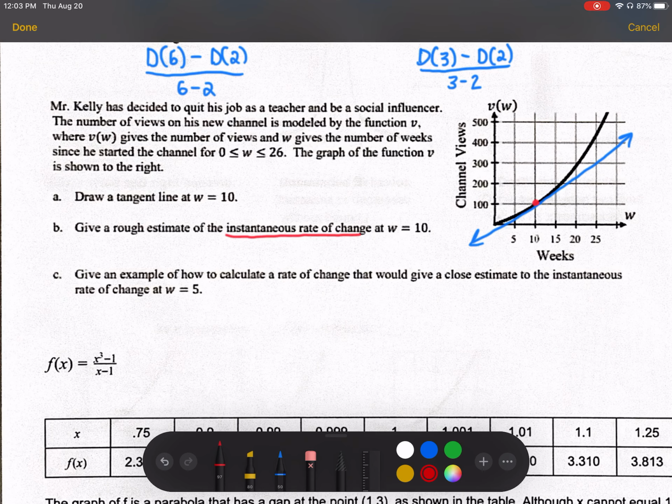And so to figure that out, what we can do is find the rate of change of this tangent line. And so if we're thinking back to algebra, rate of change is rise over run. So the rise is 200. The run is going to be 15. So we'll have 200 over 15, which is approximately 13 views per week.